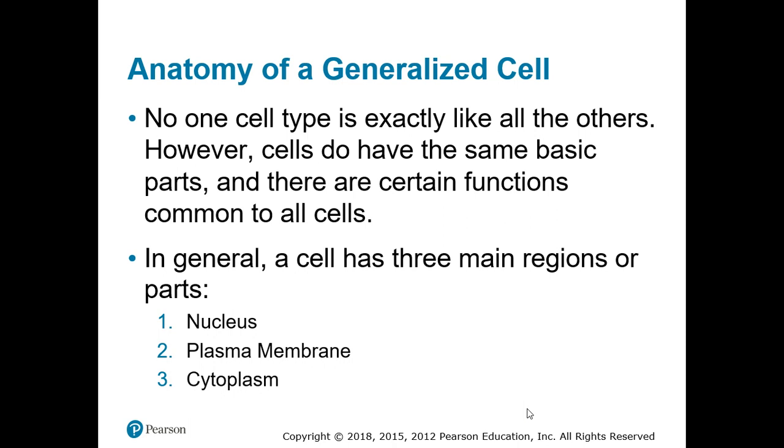Now, since no one type of cell is exactly like the others, we do know that cells have some basic parts or certain functions that they have in common. So, what we started discussing in the last lesson was what does a generalized cell look like? In general, cells have three main regions or parts. The first part is the nucleus, the second is the plasma membrane, and the third is the cytoplasm. We talked about the nucleus and the plasma membrane in the last lesson, and this lesson we're going to focus on cytoplasm. Before we get to the cytoplasm, let's do a quick review of the nucleus and plasma membrane.